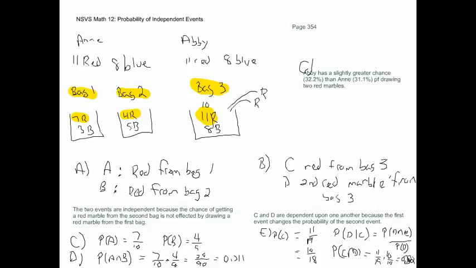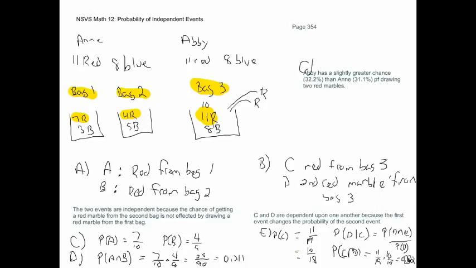So then there's a couple other questions related to this. Question H says, explain how you can tell if 2 events are independent or dependent. The simplest way to answer that question is to say 2 events are independent if the probability of one does not affect the probability of another. So the probability of getting a red from bag 1 for Anne didn't affect the probability of getting a red from bag 2. But for Abby, they were dependent upon one another because once that first red marble was drawn, the probability decreased. The chance of her getting a red marble on the second one had changed because there were fewer red marbles and fewer marbles altogether in the bag.